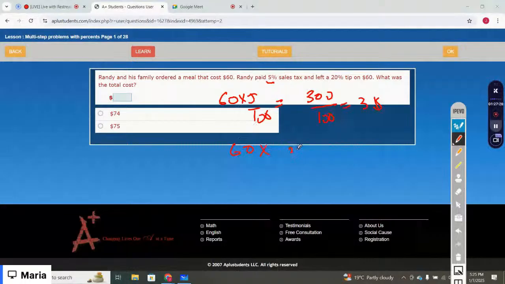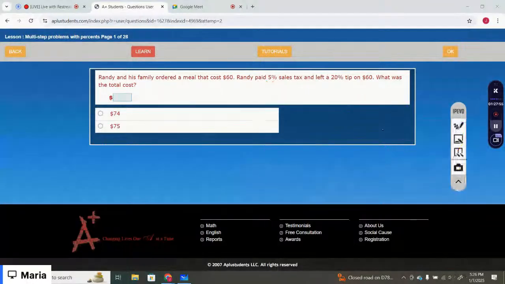Calculate the 20% tip, that is 12. 12 plus 3 is 15. The cost is 60, $3 tax and $12 tip. So that means the correct option is $75. Option number 2 is the correct option, that is $75.